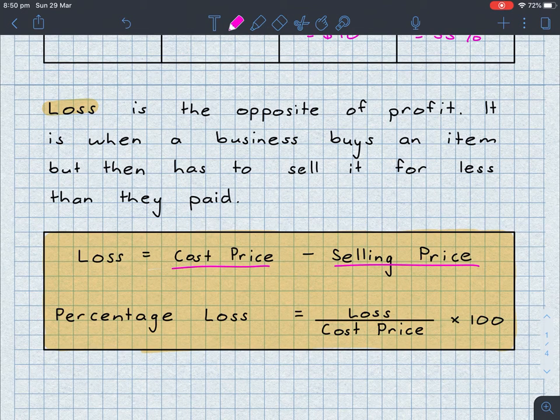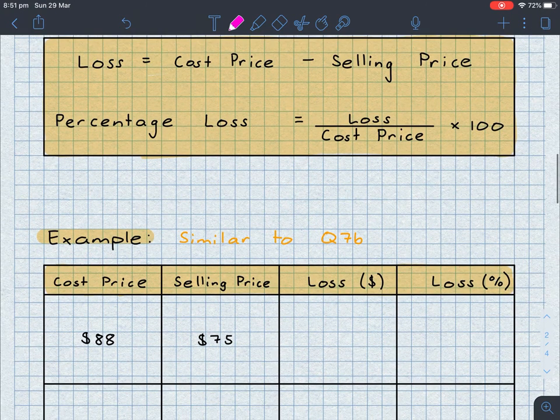If you're ever not sure which way around these two numbers go, if you end up with a negative, that means they were the wrong way around. So we're going to look at another table here.